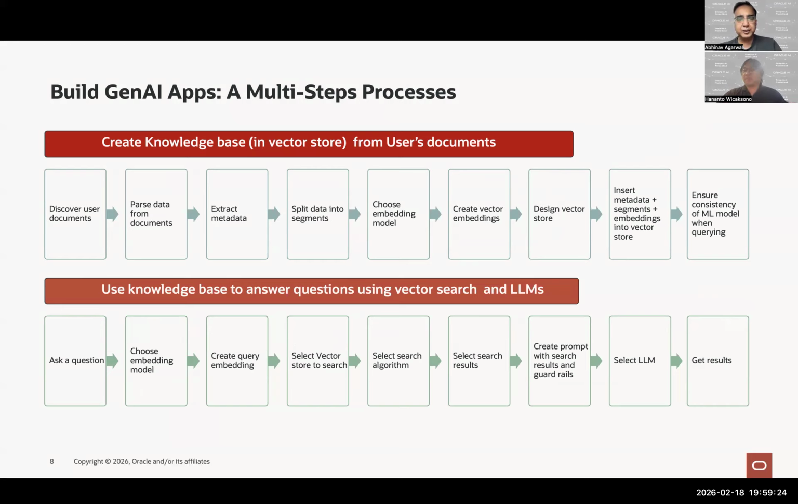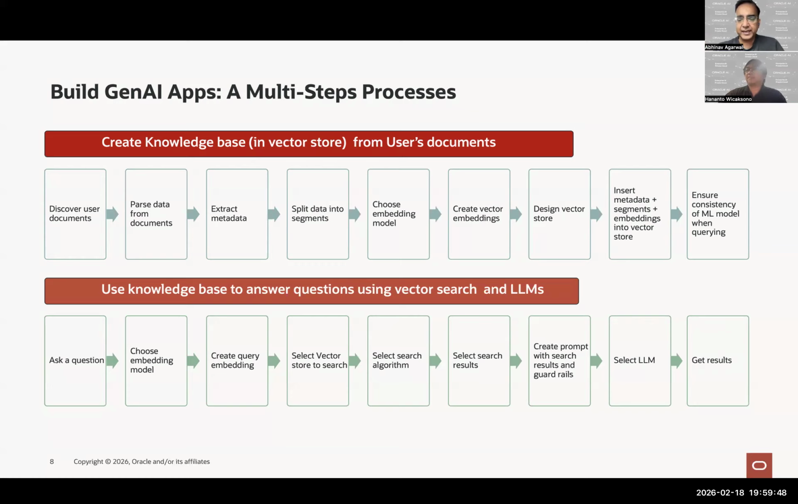Now, traditionally, if you had to take your documents, whether they are 10 or 100,000 documents, and convert them into a vector store, you would generally speaking have to go through all of these steps: parsing the data, creating the segments, selecting an embedding model, creating the embeddings, designing the vector store, and then actually creating the embeddings and the vector store metadata along with it. Similarly, once you had a vector store and you wanted to use it with an LLM, you would have to go through all of these steps.